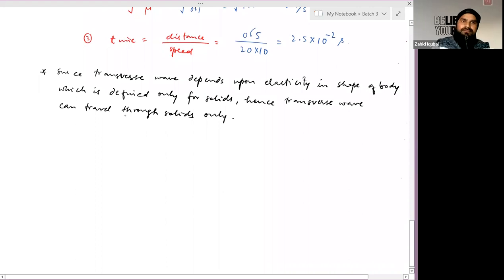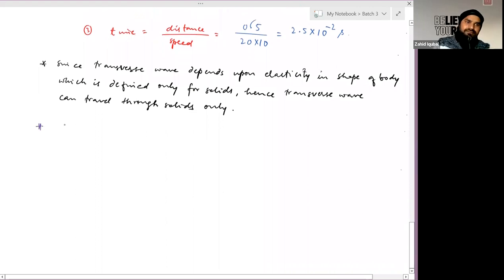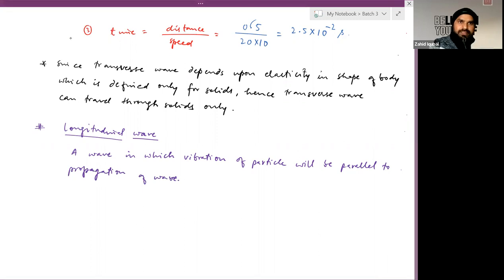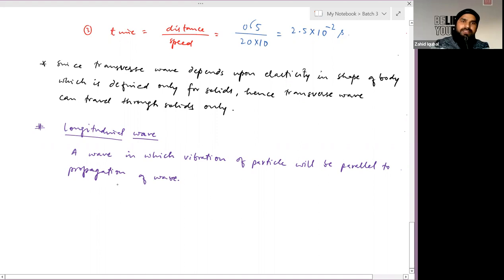Next is longitudinal wave. We can say a wave in which vibration of particles will be parallel to the propagation of the wave is called a longitudinal wave. So we have to calculate the velocity of longitudinal wave. First, write it down in this part.